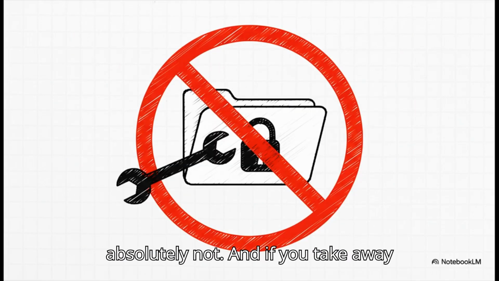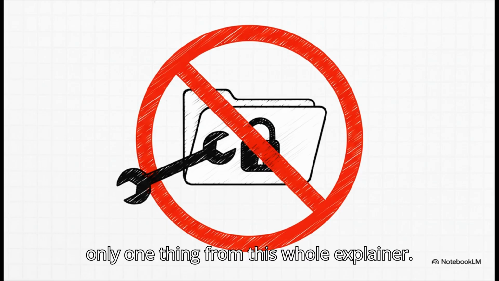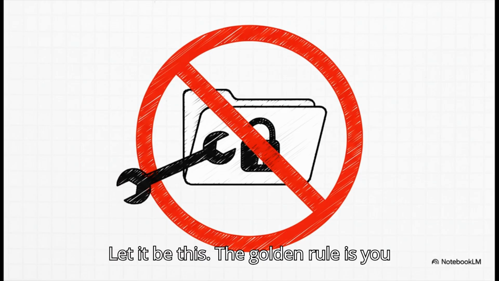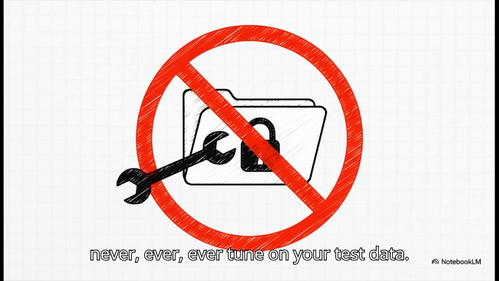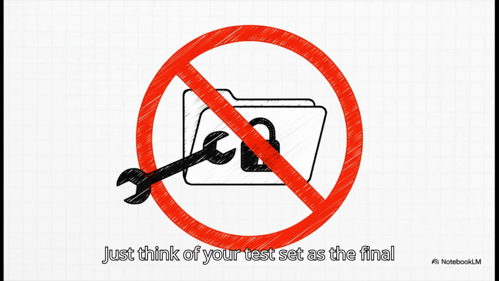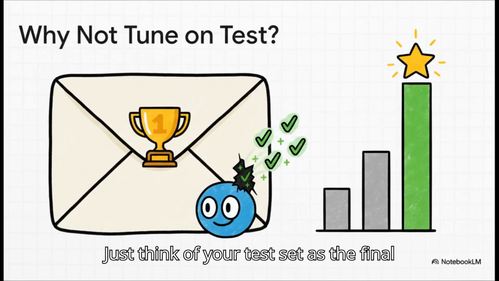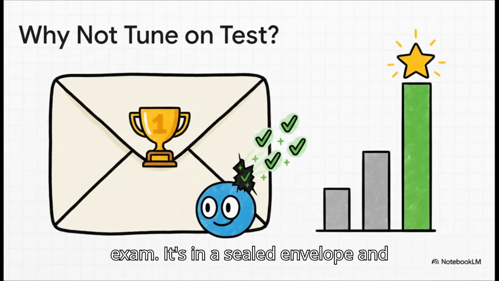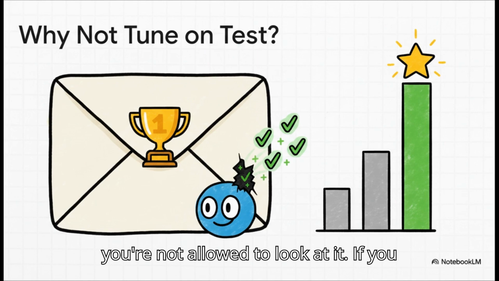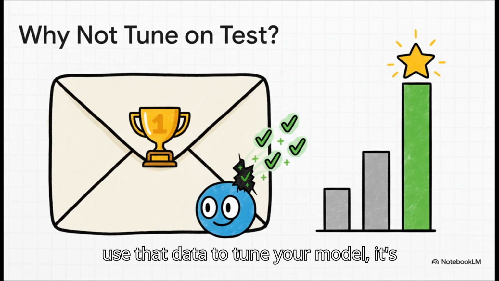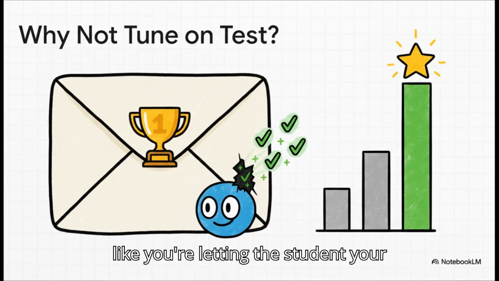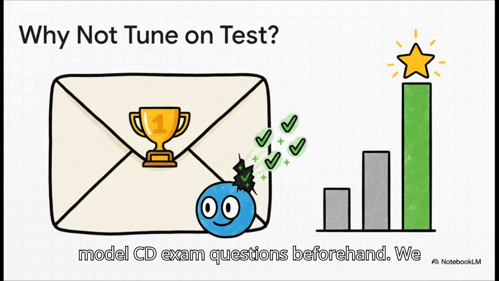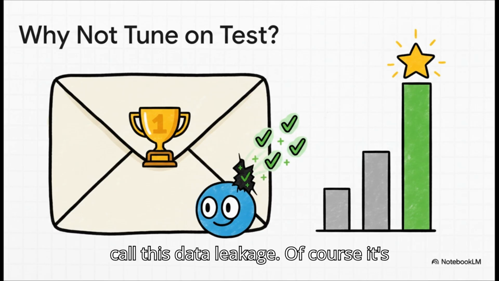No, absolutely not. And if you take away only one thing from this whole explainer, let it be this. The golden rule is you never, ever, ever tune on your test data. Just think of your test set as the final exam. It's in a sealed envelope and you're not allowed to look at it. If you use that data to tune your model, it's like you're letting the student, your model, see the exam questions beforehand. We call this data leakage.